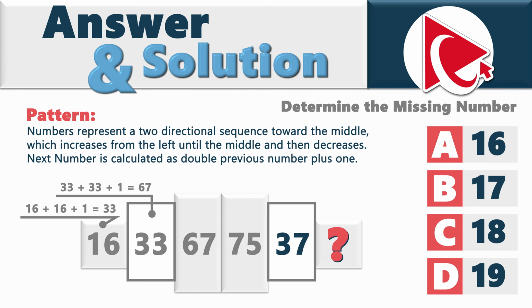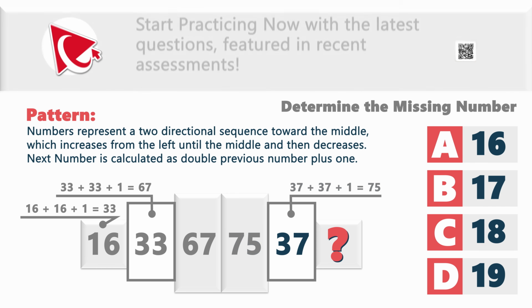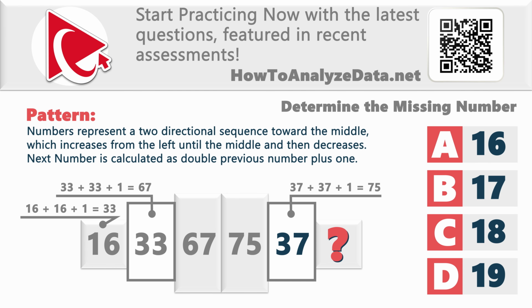Missing number, 37 and 75, represent a different sequence. We don't know the missing number yet, but we know the 37 and 75 are part of the same sequence. Let's confirm it. 37 plus 37 plus 1 equals 75. And now is the magic time to calculate the missing number.